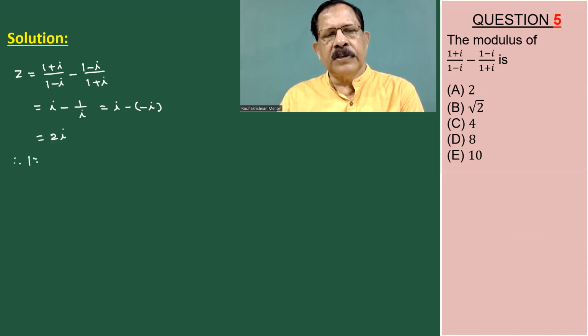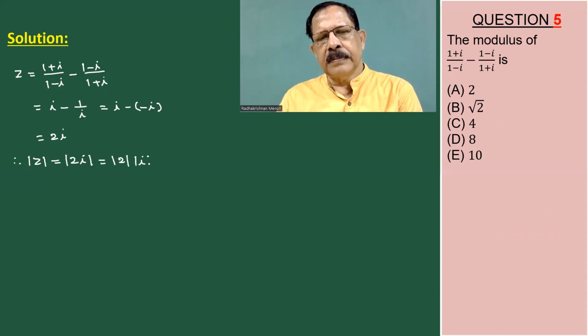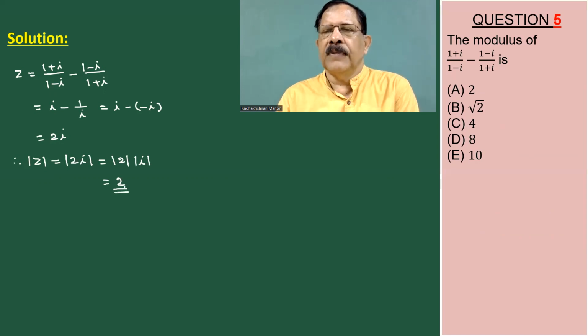Therefore, modulus of z is equal to modulus of 2i. It is equal to mod 2 into mod i. It is equal to 2, because mod i is equal to 1.